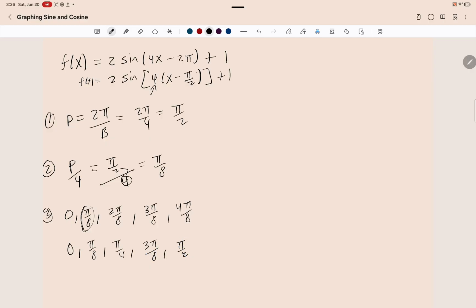Now, recalling that we have it fully factored, our phase shift is always the opposite of that number. So our phase shift is going to be pi over 2. And just to get it out of the way, our amplitude is the number in front of the sine. Our amplitude is 2. And our vertical shift is a positive 1. So vertical shift equals 1. So we're going to move everything.